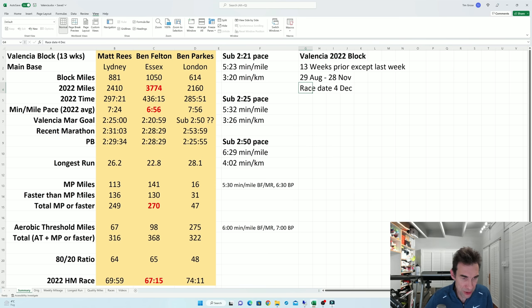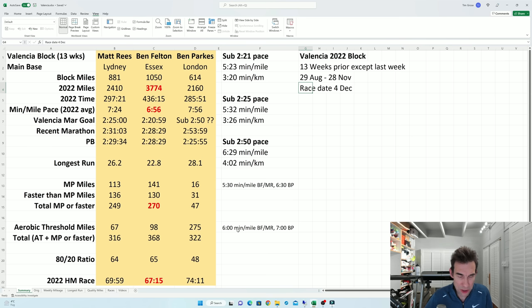Obviously, anything a bit faster than that was faster than marathon pace. That might be formal sessions or bits where they just went a bit harder. And I've also counted the aerobic threshold miles that I did before. Now, for those two, I'd basically added on 30 seconds. So instead of 5:30 miling, it's 6 minutes. Now, for Ben, as he's clearly not as fit, I basically added on a minute. So his marathon pace, I think, is going to be around about 6:30.